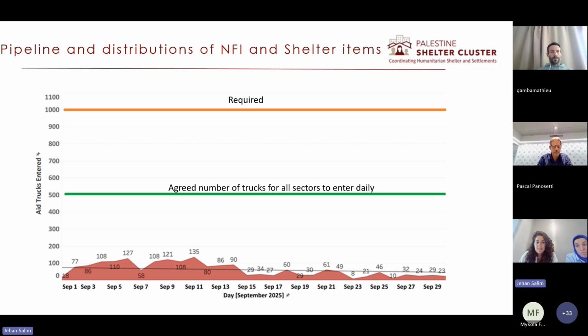ceasefire truck number, the daily entry number, which should be around 500, but it's also for all sectors. And even now with the ceasefire, this amount of trucks is not entering. And what we calculated for only shelter NFI, it should be 1,000 trucks daily that need to enter to meet the current needs of the population for just the emergency phase, which we're not able to cover right now because of the deteriorating situation.